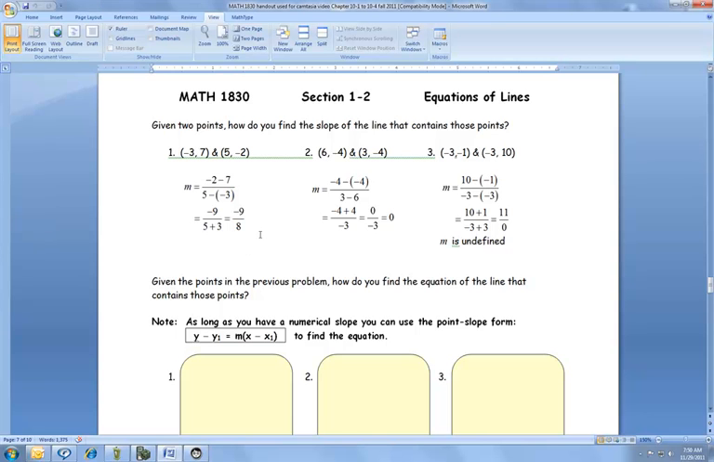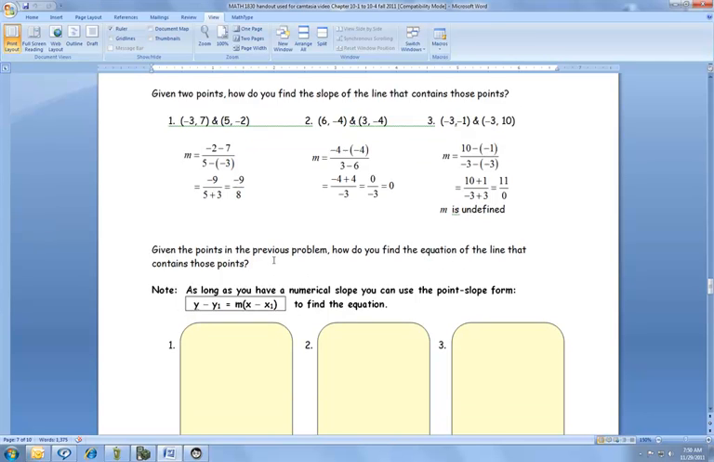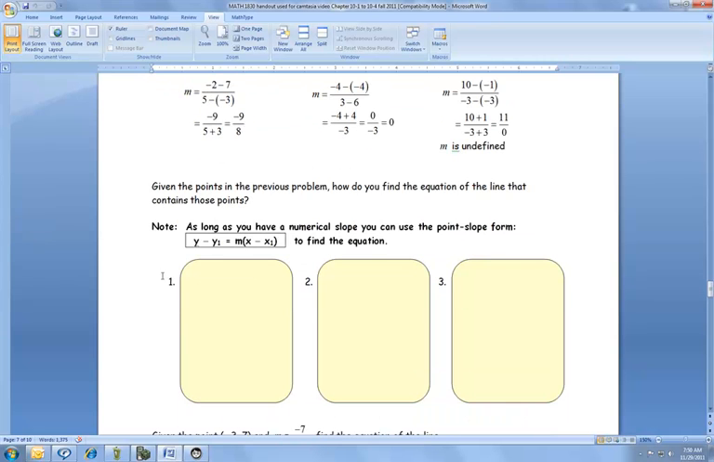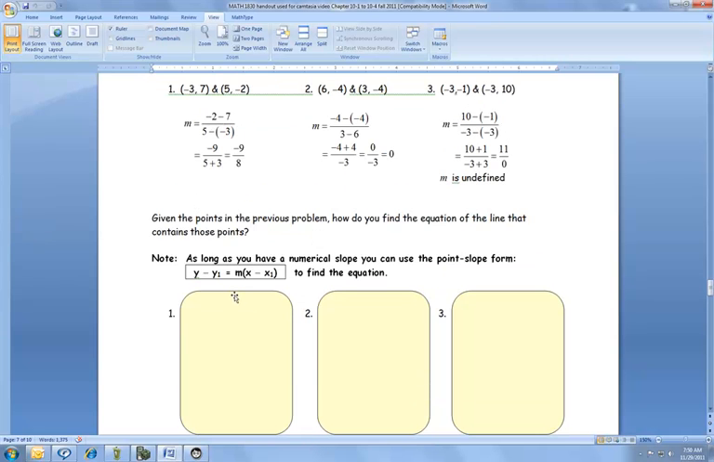Given these particular points, the next thing I have to do is find the equation of the line that contains those points. As long as you have a numerical slope, you can always use this formula. So with respect to numerical slope, problem 1 and problem 2, I can use this formula. Problem 3, I can't. I can't put undefined in for slope. So let's look at problem 1.